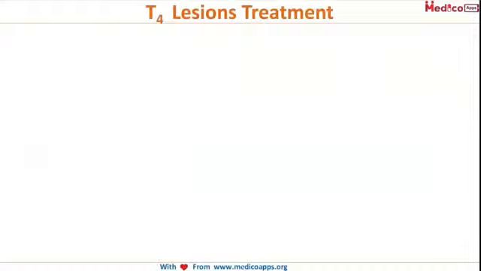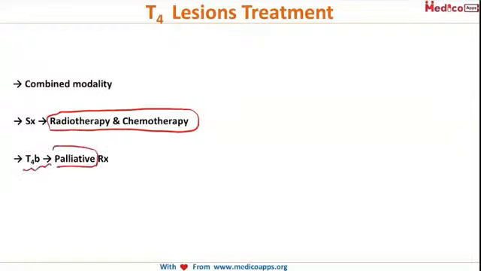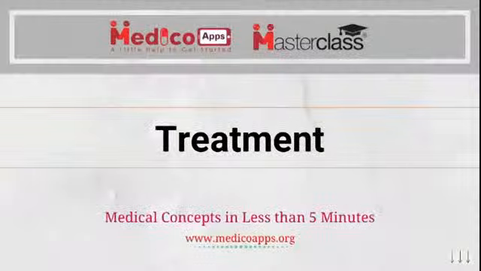Now let's proceed to the treatment of T4 lesions. Here we use a combined modality of both surgical management followed by radio and chemotherapy, right? However, T4b, that is the final stage, we will obviously give only palliative management, right? So T4 lesions, we go for a surgery followed by radiochemotherapy, and then T4b, we only give a palliative management.